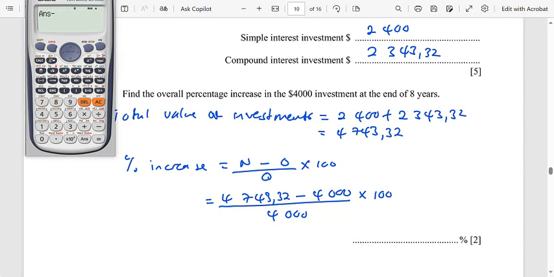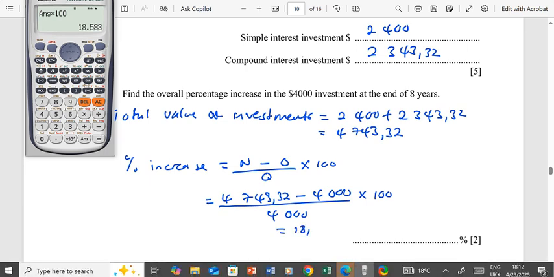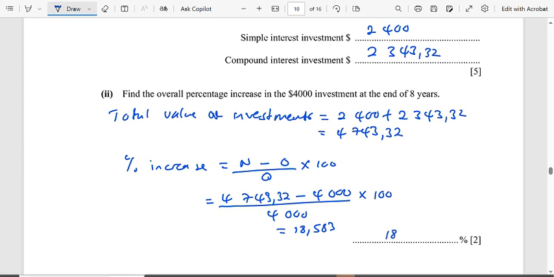So this answer, I need to just subtract 4,000 to get 743.32, divide that by 4,000. I get 0.18 something, then I multiply that by 100. I get 18.583, which is 18.6%.